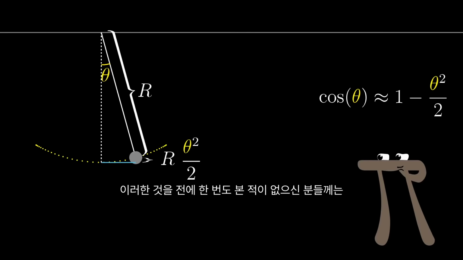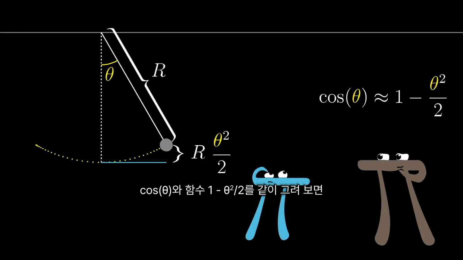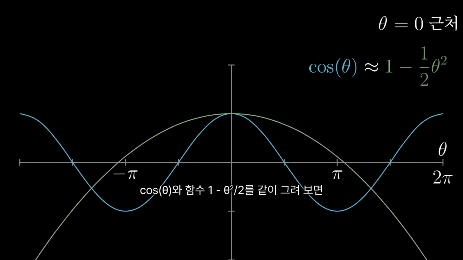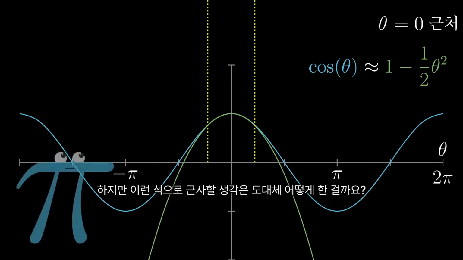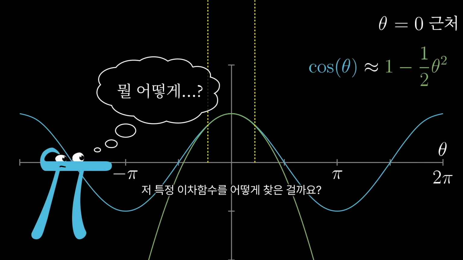Now, if you've never seen anything like this before, an approximation like that might seem completely out of left field. I mean, if you graph cosine of theta along with this function, 1 minus theta squared over 2, they do seem rather close to each other, at least for small angles near 0. But how would you even think to make this approximation? And how would you find that particular quadratic?